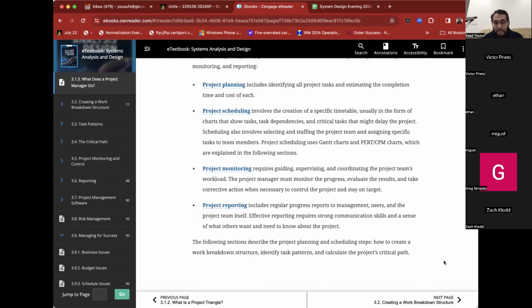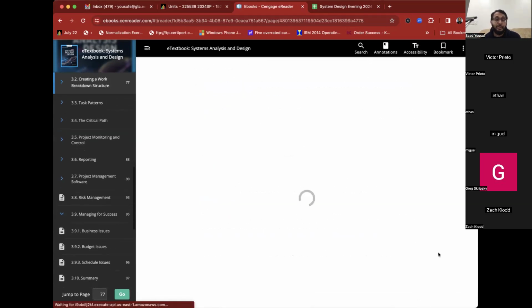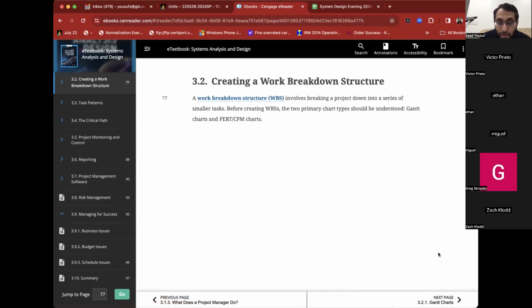So the following section will now talk about three very important concepts. One is called the work breakdown structure, WBS. The other one is identifying task patterns. And the third one is to calculate the project's critical path. So work breakdown structure pretty much involves breaking a project down into a series of smaller tasks. Before creating a work breakdown structure, the two primary charts need to be understood. One is called a Gantt chart, and the other one is called the PERT/CPM charts.